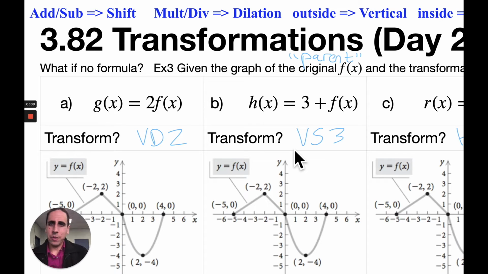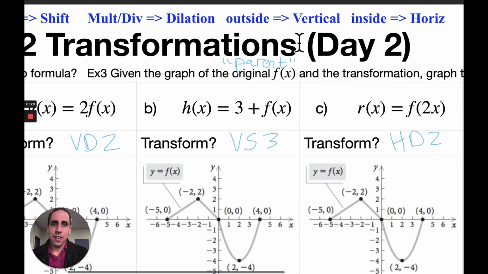And just to recap what we did on day 1, the summary of everything that we talked about can be summarized as this. You might want to write it down if you don't have it already easily accessible. If you have to add or subtract in a transformation, that will result in a shift. If you multiply or divide, that'll be a dilation.